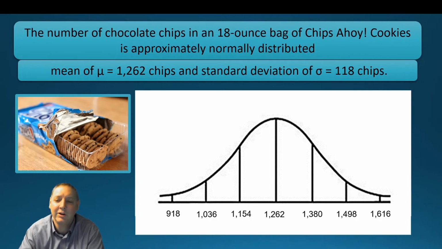Alright, so here we have our curve, and we filled in the values. So it's centered at the mean, so we have 1262 right here in the middle, and then every standard deviation is separated by 118 chips. So 1262 plus 118 lands us at the first standard deviation. Another 118 chips puts us at the second, the third, and then we subtract to go to the left. So that gives us an idea of what our curve looks like as we go through these next couple of problems.